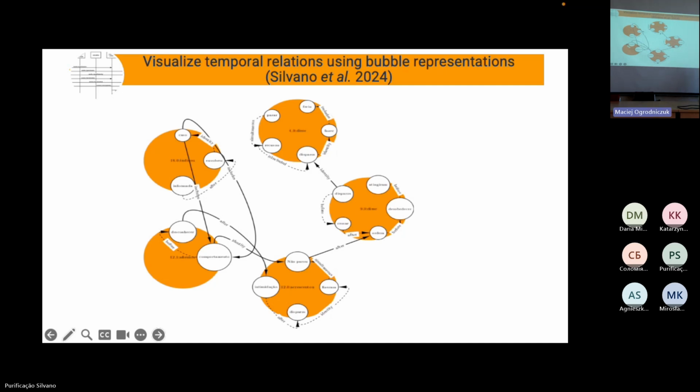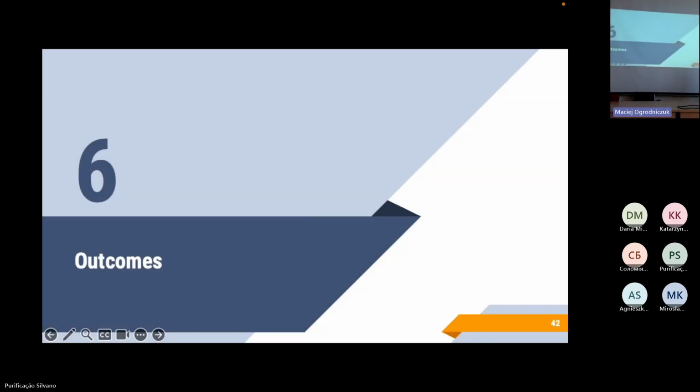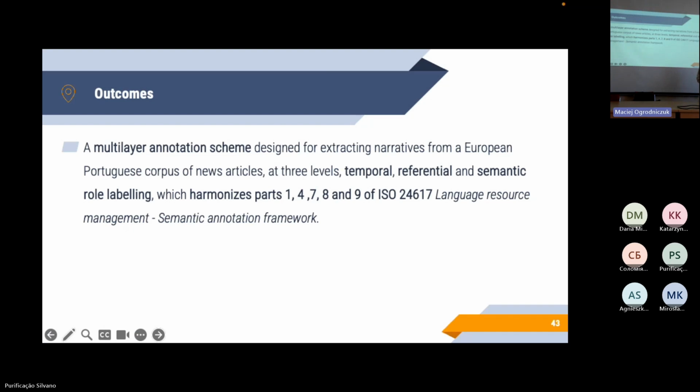Okay? So, to finish, what have we accomplished so far? We have accomplished a multi-layer annotation scheme that combines in a coherent manner all 5 parts of ISO, and it is built in such a coherent way that we are able to represent the annotated information in a formal language, in this case using discourse representation structures.